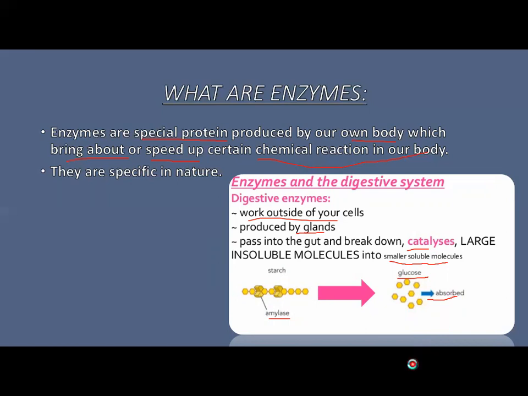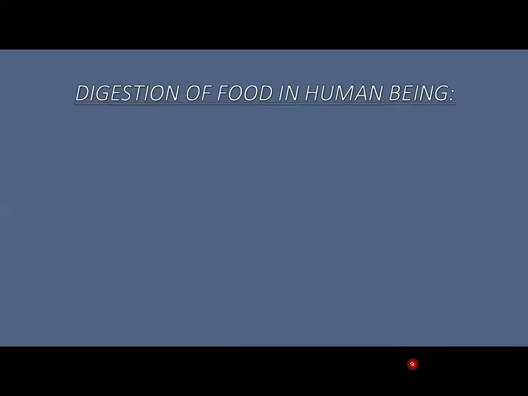Now let's move on to the next one. Digestion of food in human beings. What does it mean by digestion? Chemical breakdown of large, insoluble, and indiffusible food molecules into smaller, soluble, and diffusible ones. That process is called digestion. And why is it necessary? Because digested food can cross into our bloodstream, or you can simply say that it can cross the partially permeable cell membrane, so that we can get the energy from our food.